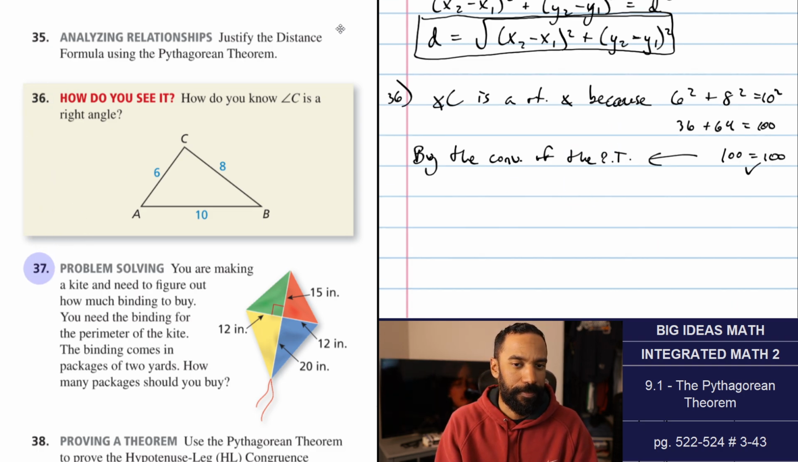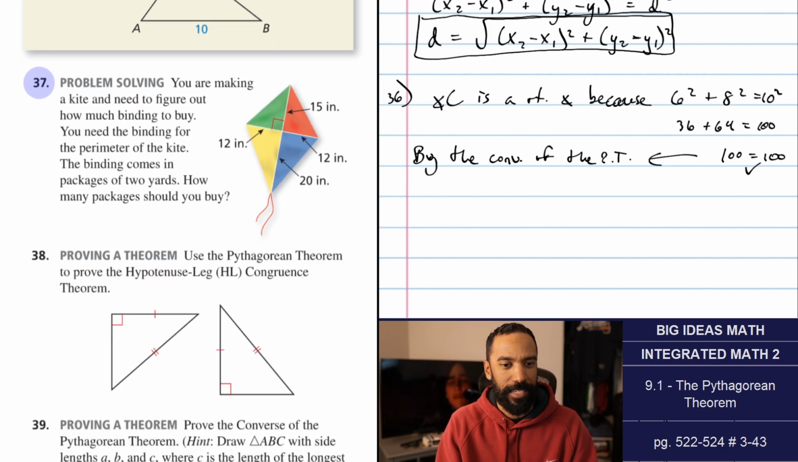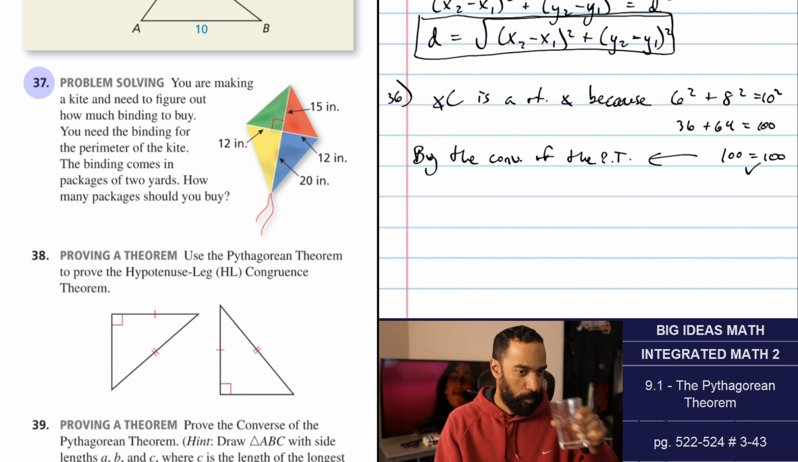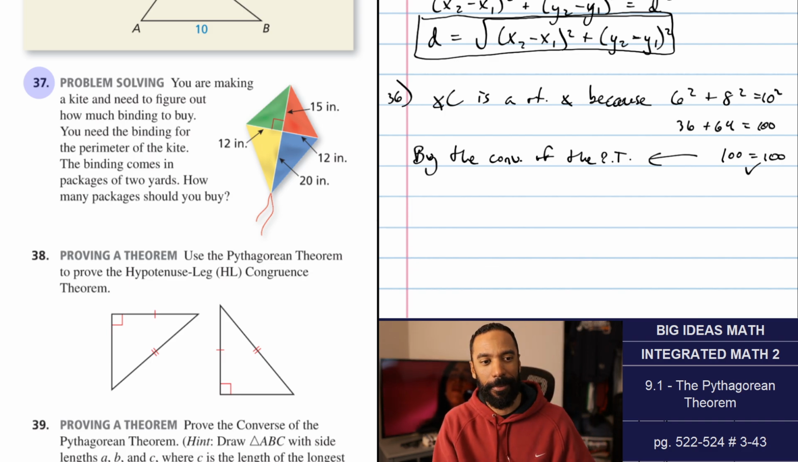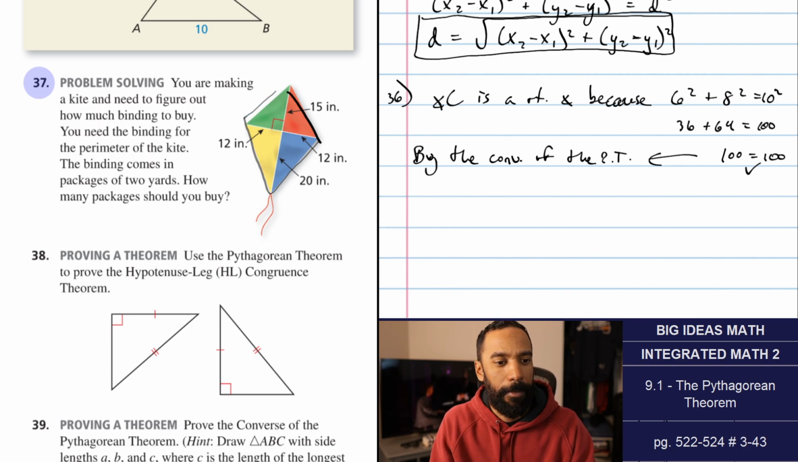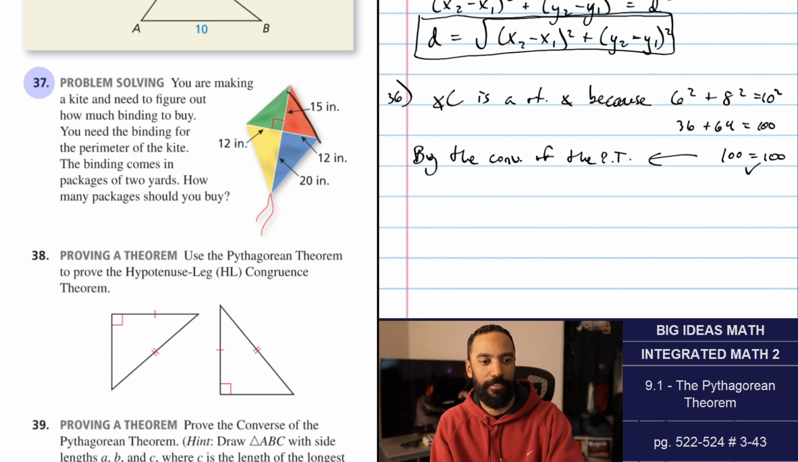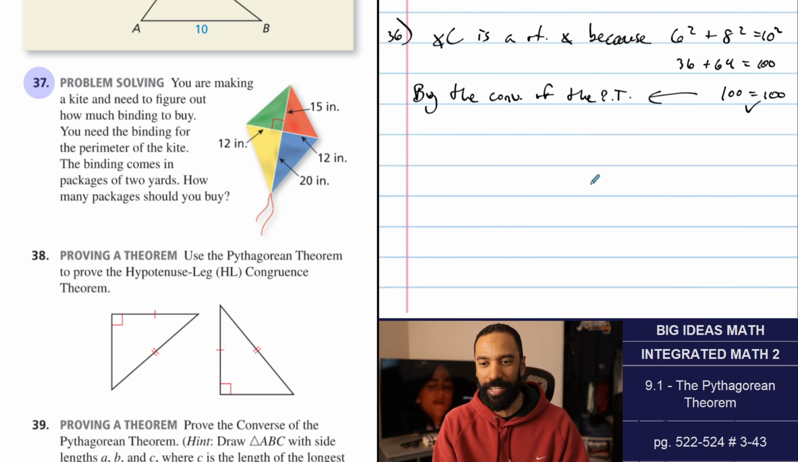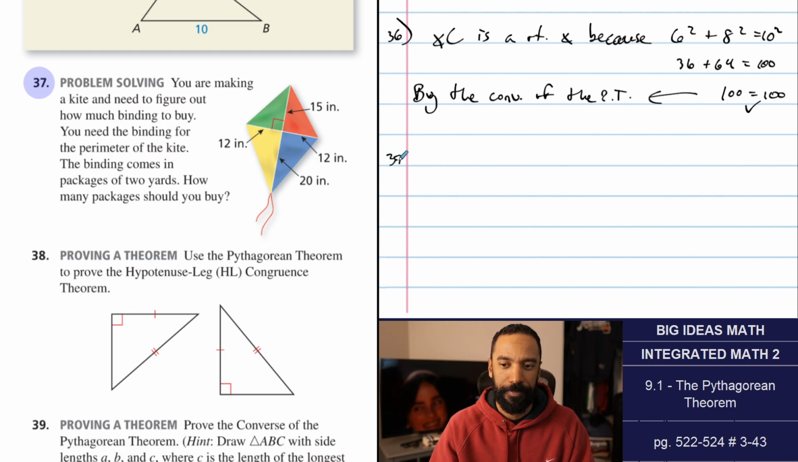Number 37. You are making a kite, and they might literally mean the kite shape, like from trapezoids and all that. I need to figure out how much binding to buy. You need the binding for the perimeter of the kite. So we need binding here, here, here, and here. The binding comes in packages of 2 yards. How many packages should you buy? Interesting, an interesting problem.